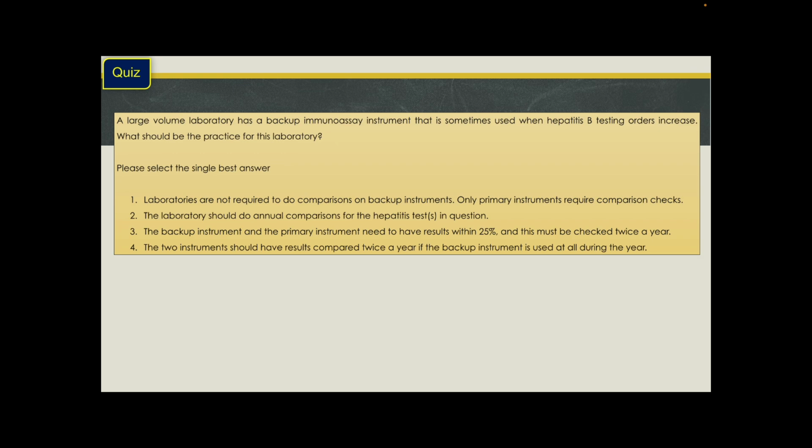2. The laboratory should do annual comparisons for the hepatitis tests in question. 3. The backup instrument and the primary instrument need to have results within 25%, and this must be checked twice a year. 4. The two instruments should have results compared twice a year if the backup instrument is used at all during the year. The answer.